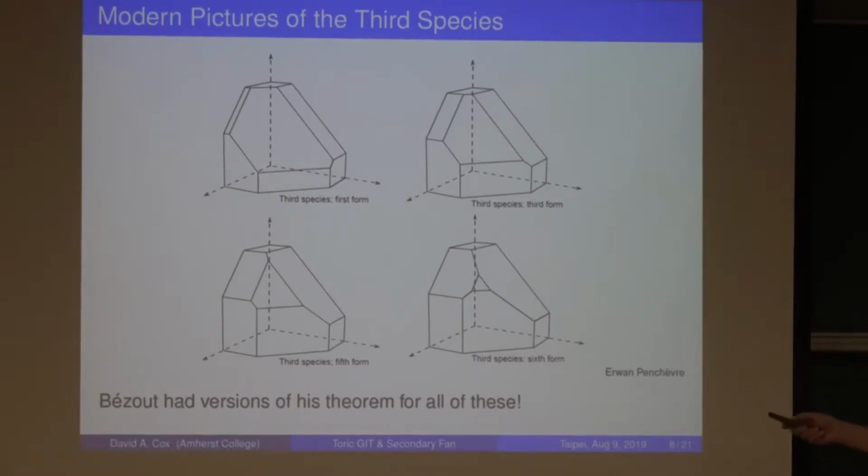And so these are some pictures from Penchevra's paper. So here's the third species first form. Notice that this facet right here, that's the one about t. That's the one that's putting the total degree. So that's bounding the total degree. And I'm in the first orthant, so that says that all the variables are greater than or equal to 0. And then you see right here, that's bounding the x degree. That's bounding the y degree. That's bounding the z degree. And then right here, I'm bounding the degree of x and z. Here I'm bounding the degree of x and y, and similarly for y and z. So you really get this.